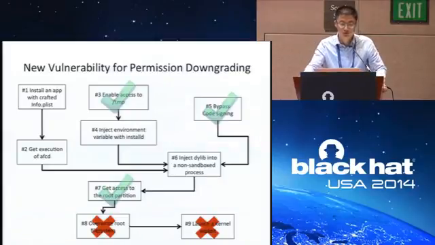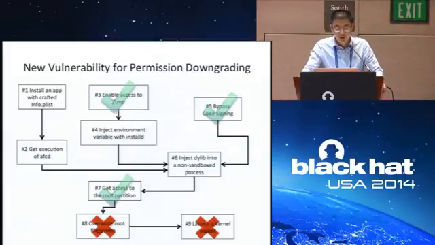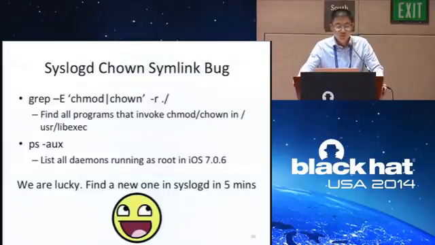We need a way to get access to the root partition. And because the symbolic link vulnerability in crash housekeeping has been fixed, our idea is, can we find some similar vulnerabilities? What we did is very simple. We just run 2 commands.